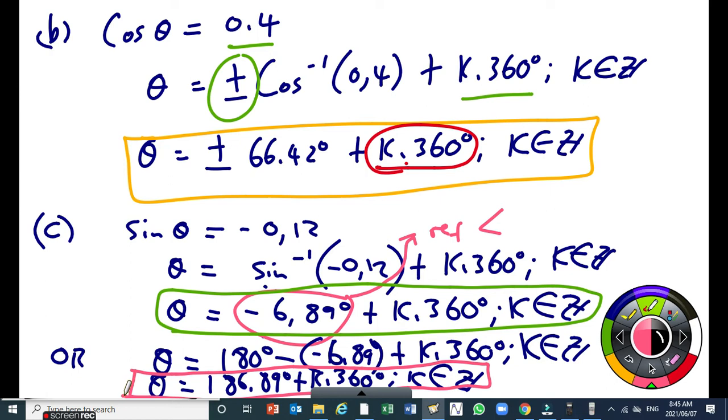No, but see, the answer is 186. So, okay, look here. This angle here. Do you see that our ratio is negative?